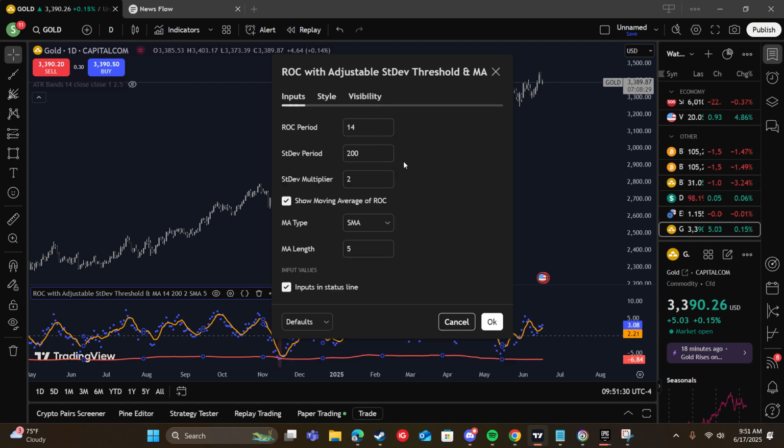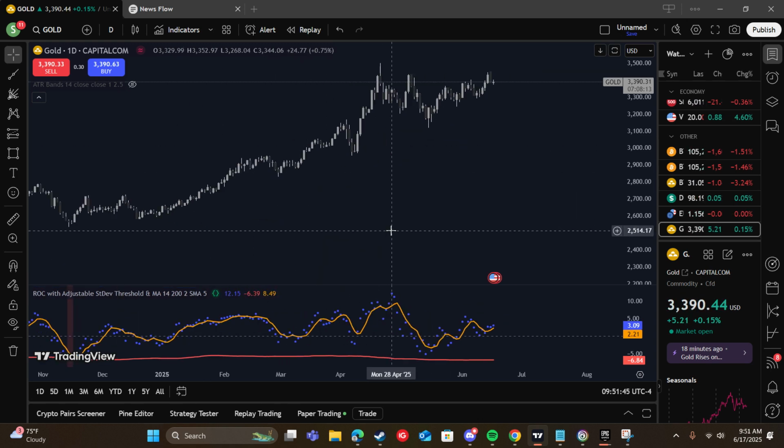So if we look here, this uses our 14 period rate of change with a standard deviation period of 200, so it's calculating the last 200 periods of the rate of change, and using a standard deviation multiplier of that rate of change times 2. And I also added, for convenience, a moving average of 5 to the rate of change.